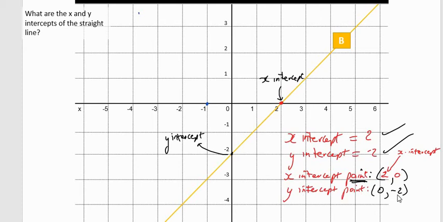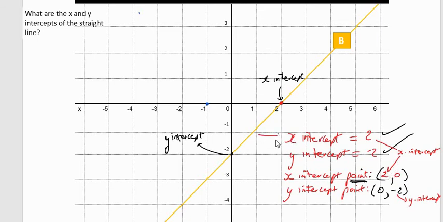For the y-intercept point, the y value is called the y-intercept. Let's look at it. For the x-intercept point, you said it's (2, 0), correct? The x value is called the x-intercept. Do you see that they're the same? The x-intercept is 2.